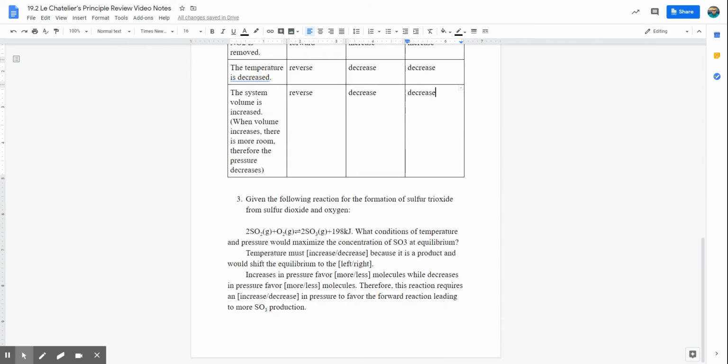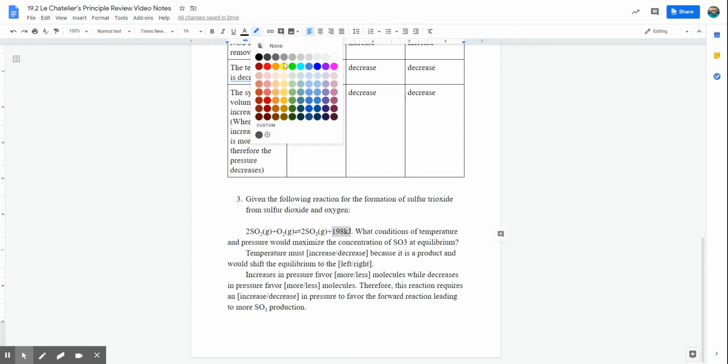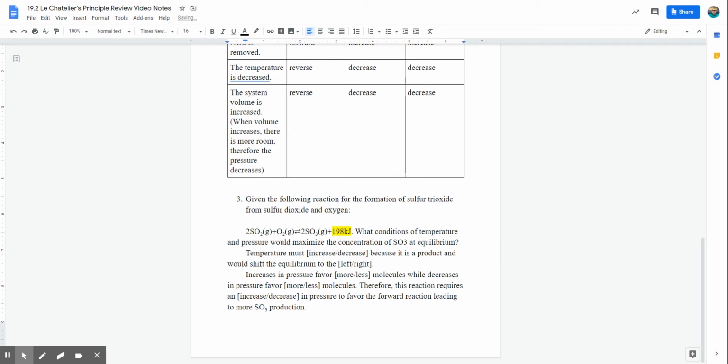All right. The last thing that I wanted to cover was that last question on the homework assignment from last week for this section. Given the following reaction for the formation of sulfur trioxide, so this is sulfur and then trioxide since there are 3 oxygens attached to it. And so the reactants are going to be sulfur dioxide and oxygen. And as you notice, the energy release is on the right-hand side. So that means it is released as a product, which means this is exothermic. So the container that it's in would start to get warm.